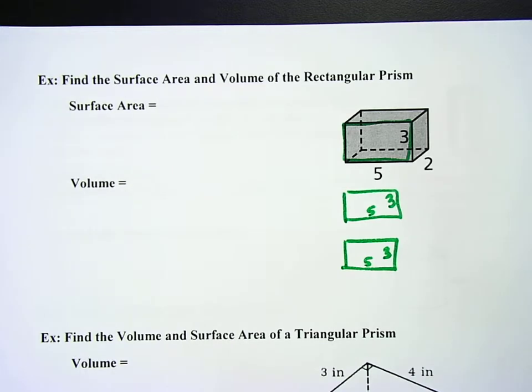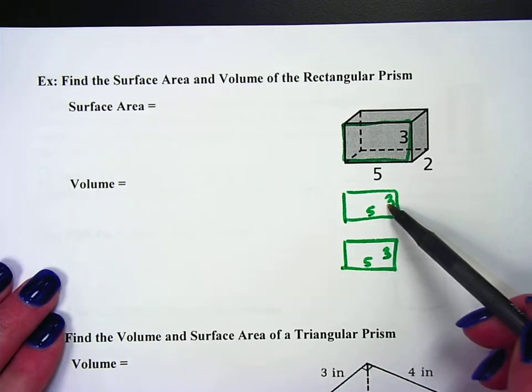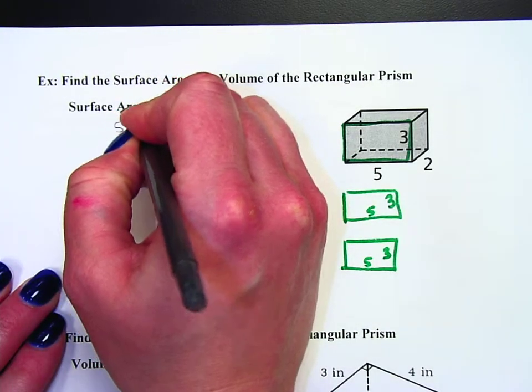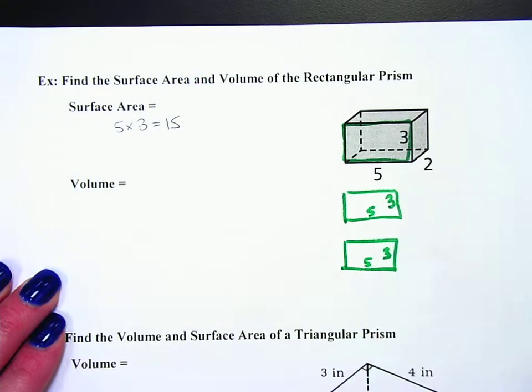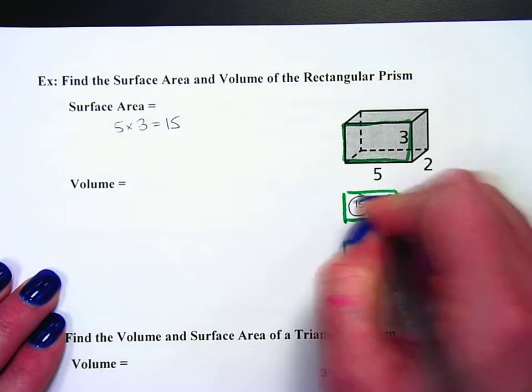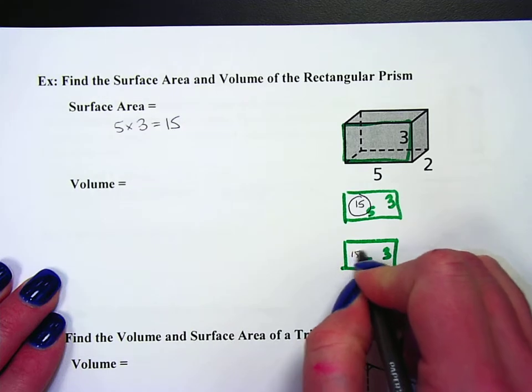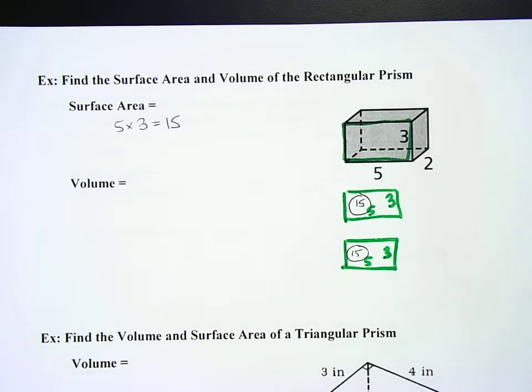So my surface area is 5 times 3, which is 15. So I have an area of this rectangle that's 15, and I have an area of this rectangle that's 15. Okay, now let's find some more shapes.